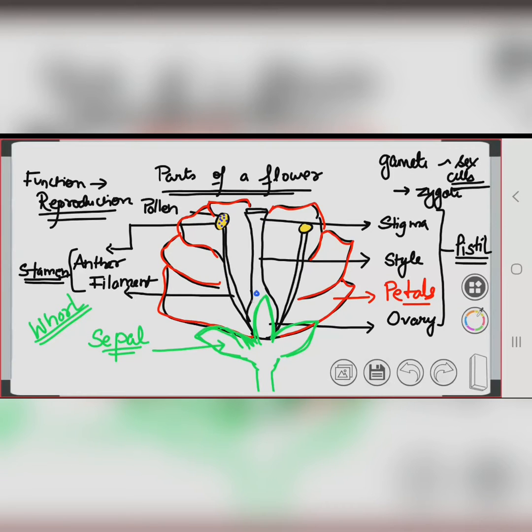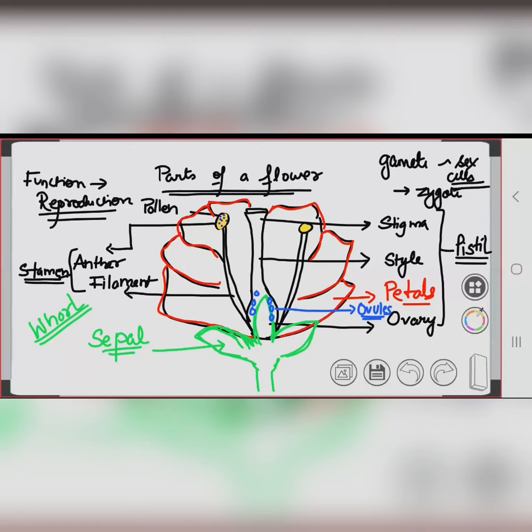Look at the base. In the ovary, there are tiny bead-like structures which are called ovules. In the ovule, you will find the female gamete.